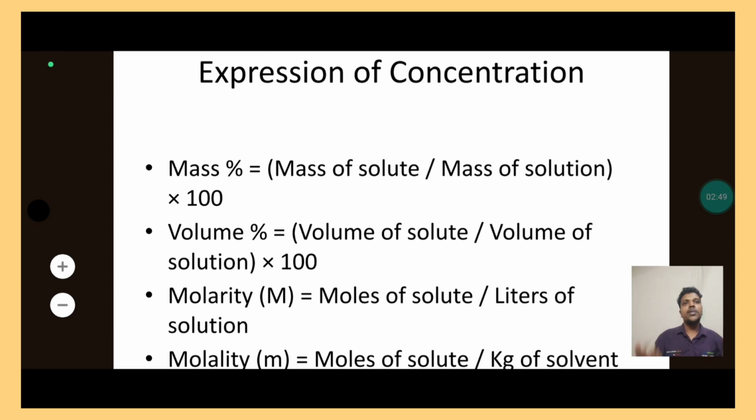Next one is volume percentage. Volume percentage is the volume of solute divided by the volume of solution, into 100. Generally, it is asked about the solute. When the solvent volume percentage or solvent mass percentage is asked, we can just change the numerator from solute to solvent. Volume percentage of a solvent will be volume of solvent by volume of solution, into 100. Volume percentage of solute is volume of solute by volume of solution, into 100.